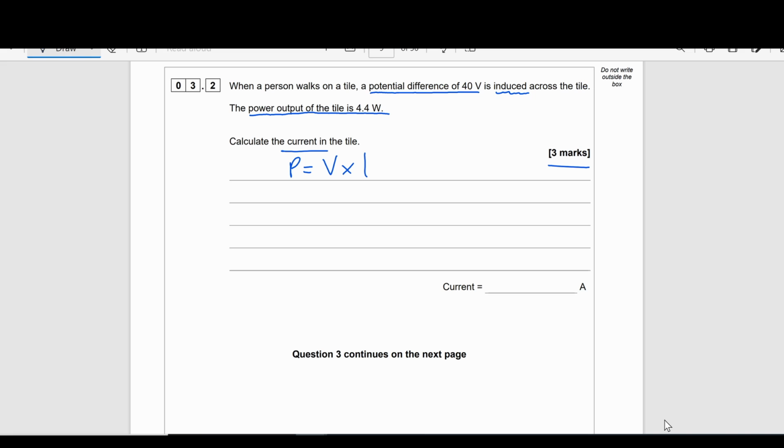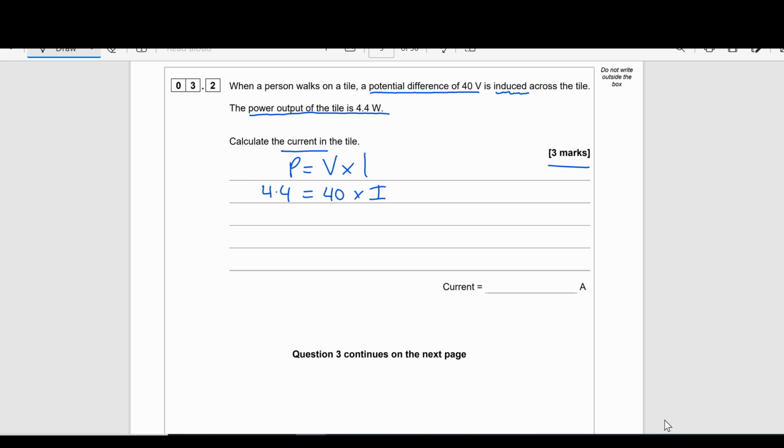As you can see by writing the equation, at some point we will need to rearrange. However, to guarantee ourselves 1 mark, we want to just plug the values into the equation that we've recalled. So first, our power output was given to us again. So that's 4.4. That will be equal to our potential difference, which is also given to us, 40. And then we need to multiply that by our current, which is not given to us. So we've picked up a mark now just by plugging our numbers in.